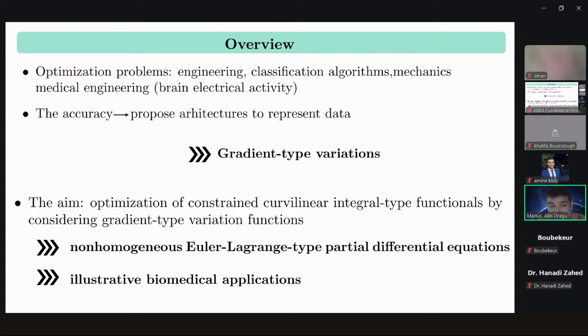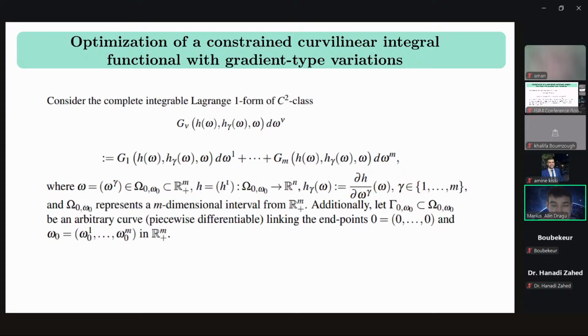In this way, the aim of this paper is the optimization of constrained curvilinear integral type functional by considering gradient type variations. The main findings highlight the non-homogeneous Euler-Lagrange type partial differential equations and illustrative biomedical application. Next, we'll talk about the optimization of a constrained curvilinear integral function with gradient type variations.